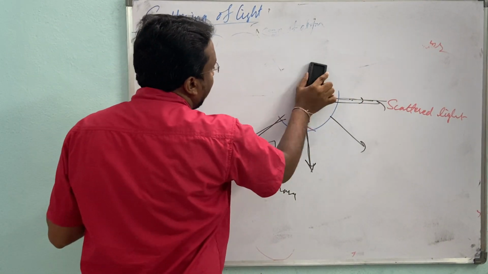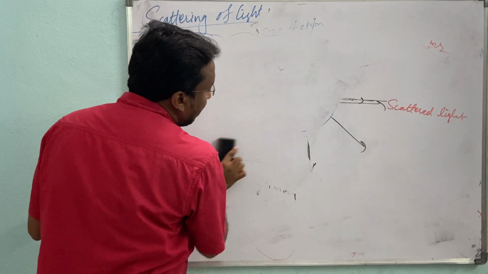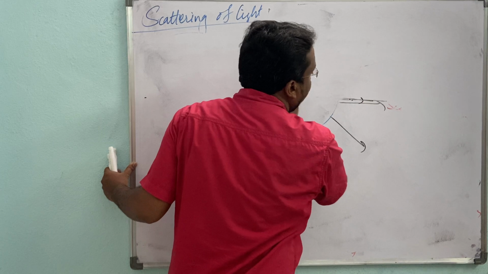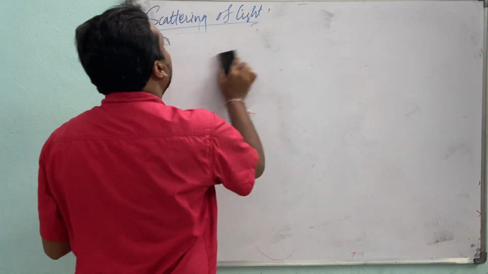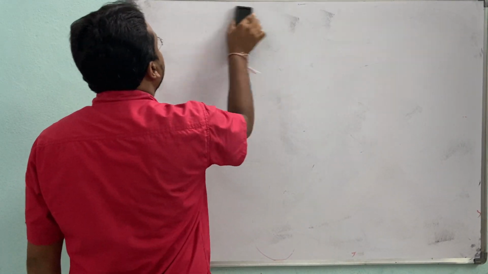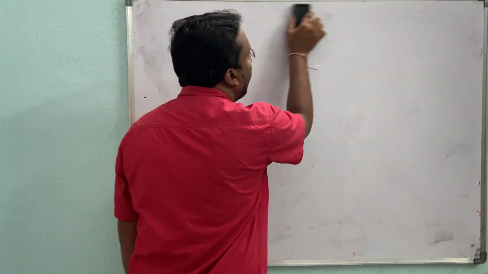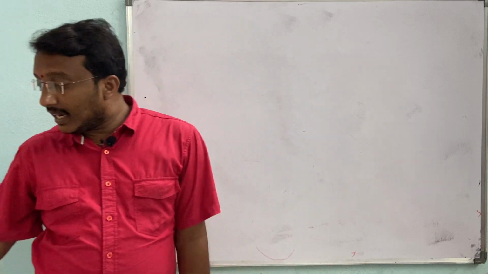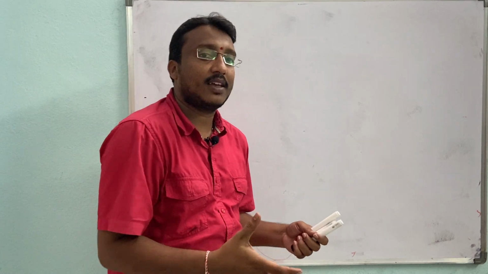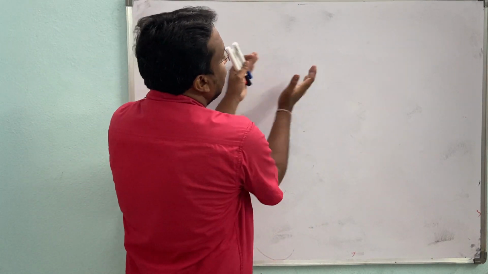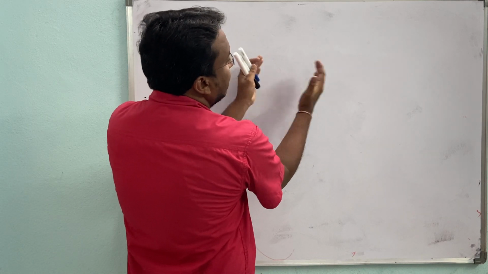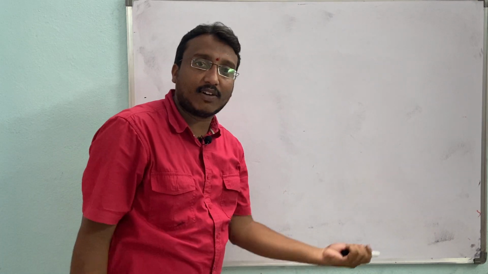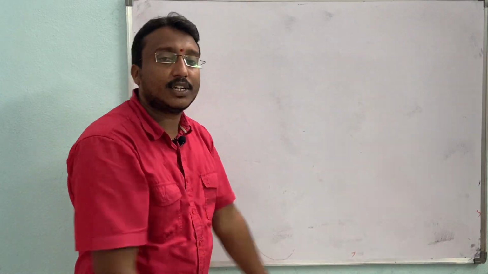In scattering, the light is re-emitted in all directions with different intensities. When light falls on the atom, it responds. How does it respond? When light falls on it, the atom vibrates. Due to this vibration, it causes the re-emission of light.